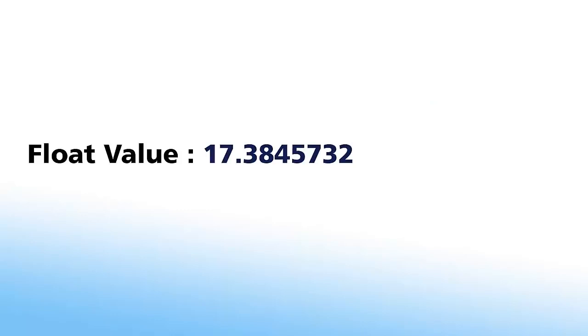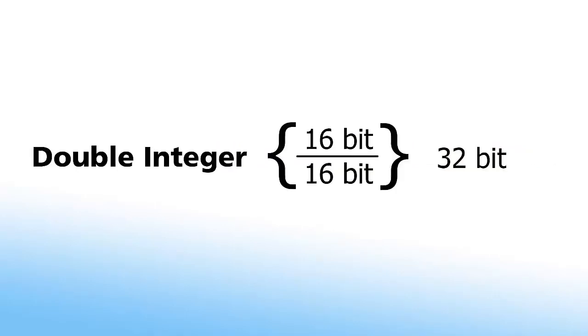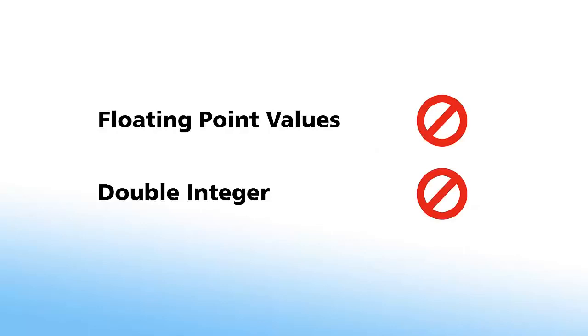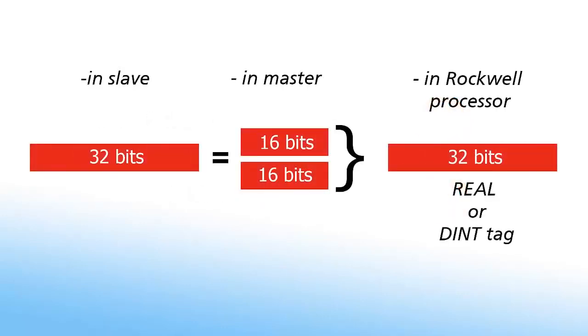Float values are any real number with a decimal point that is represented by a 32-bit register. Double integers, or dints, are simply 2 16-bit values stacked together, also represented by 32 bits. This presents a small problem since Modbus does not have a float or dint data type. The solution, obviously enough, is that the 32-bit value is broken into 2 separate 16-bit registers and then recombined into a 32-bit real value. This is accomplished by copying the 2 16-bit registers to 1 real tag in the Rockwell processor.